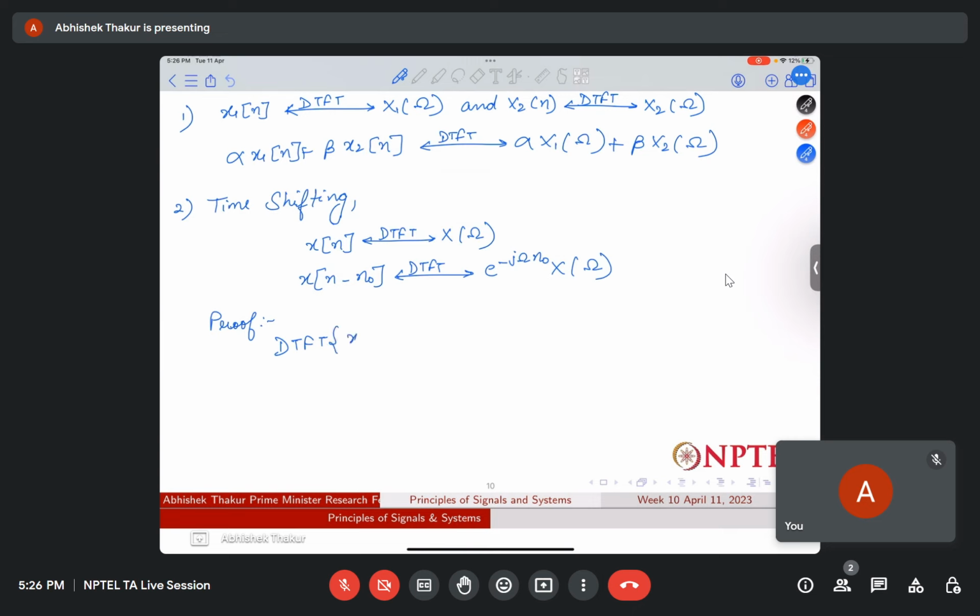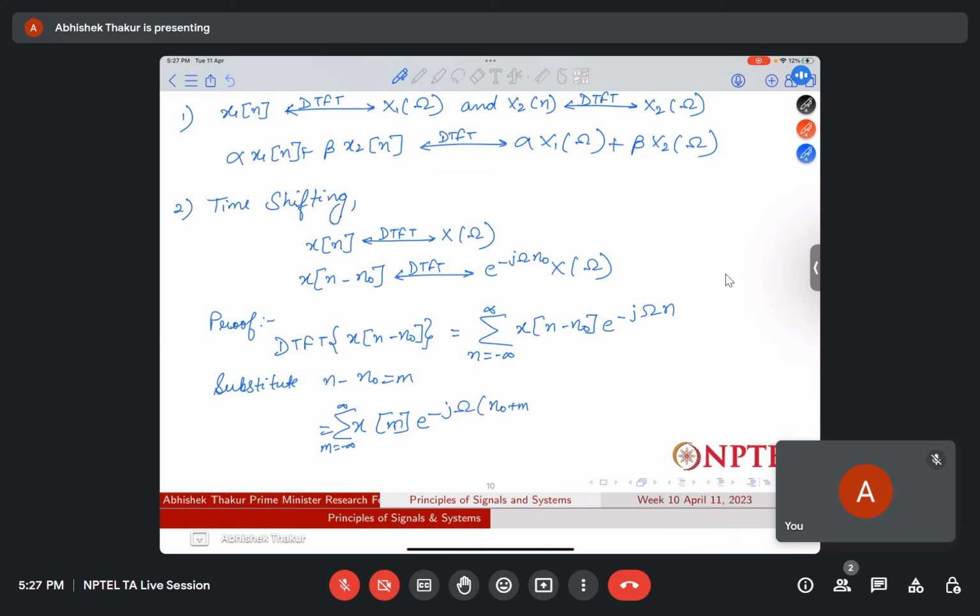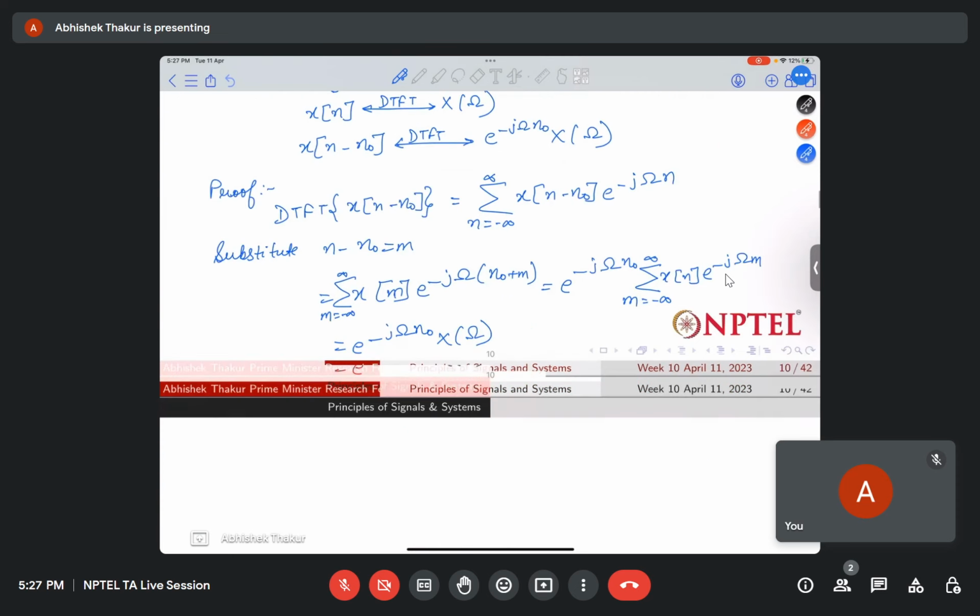So the DTFT of x of n minus n naught is given as summation of n equal to minus infinity to infinity of x of n minus n naught e to the power of minus j omega n. So now substitute n minus n naught is equal to m. So it will become summation of x of m e to the power of minus j omega n naught plus m. So this will become e to the power minus j omega n naught times summation of x of m e to the power minus j omega m, where m is equal to minus infinity to infinity. So this will become e to the power of minus j omega n naught times X of omega. Okay.